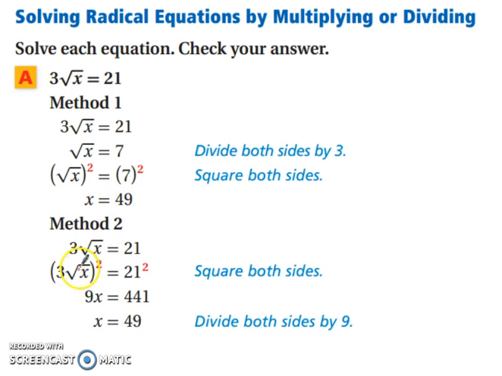Or, since you're multiplying, you can square the entire quantity. And when you do so, you don't forget to square the 3. So it's 3 squared and the square root of x squared. So you end up with 9x equals 441. Divide both sides by 9 and you still end up with 49.